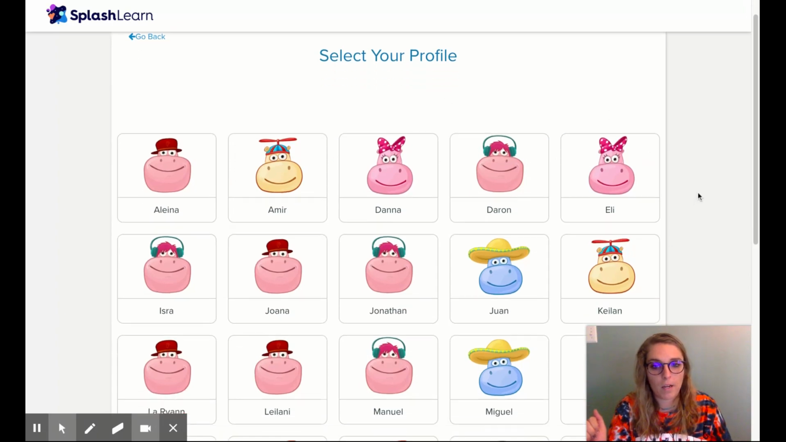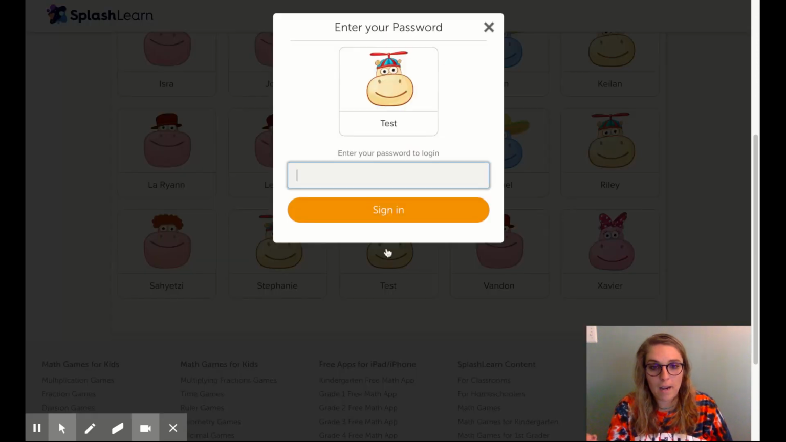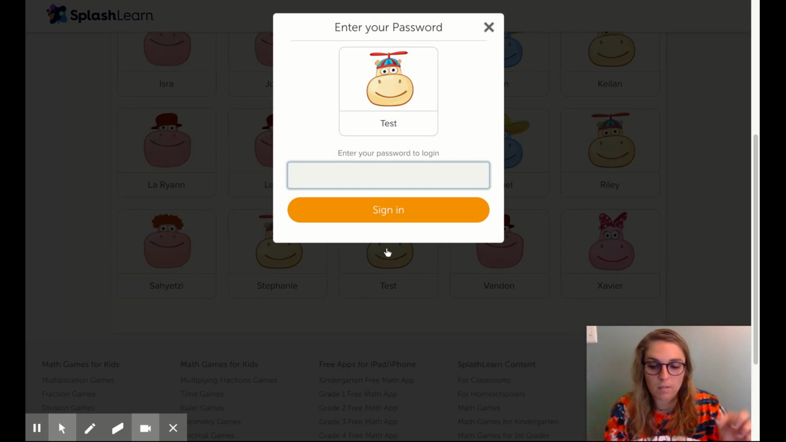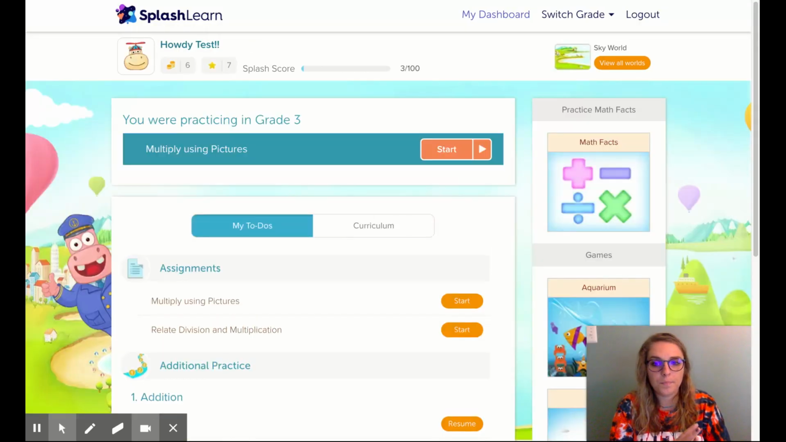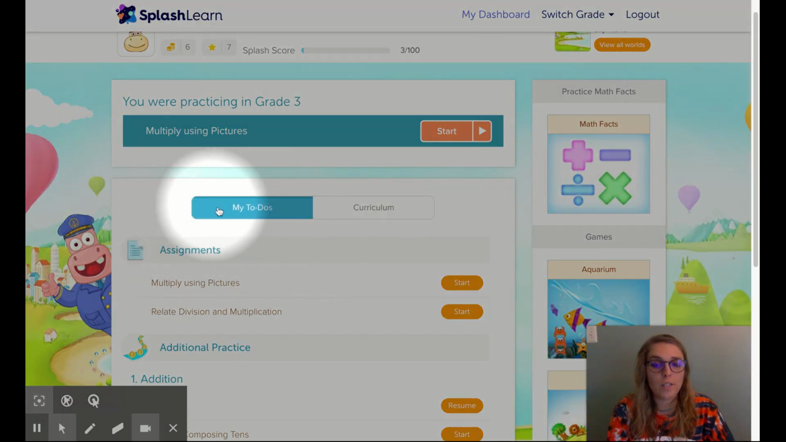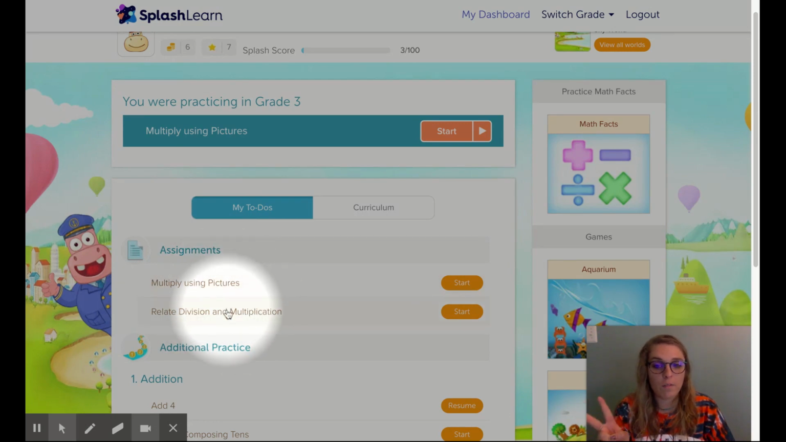As you see, it automatically will bring me here. So what I'm going to do is I'm going to find my name. In this case, it's the test account. And then everyone's password is 1, 2, 3, 4, 5, 6. Kind of fun to just draw your finger along the tip. Then we will log in, we click sign in, and it'll be taken here. So you'll see right here that we have your to-do list. Your to-do list is always what we look at first. So you see that you have 2 assignments here. You have multiply using pictures, and you have relate division and multiplication.